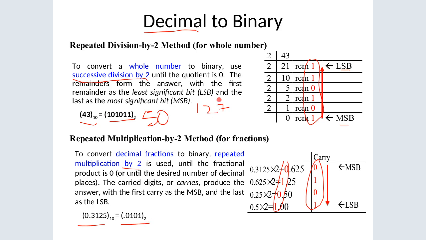So how do we do that? This one, we divide by 2. You successively divide by 2 until no more remainder. Here, you successively multiply by 2 until your desired number of decimal places. Of course, any number times 2 multiplied by 0 is equal to 0, so that has no effect here. So that's how we convert decimal to binary.